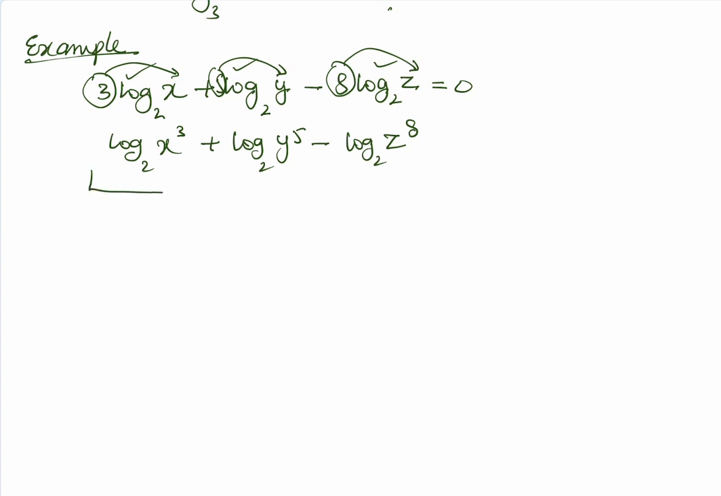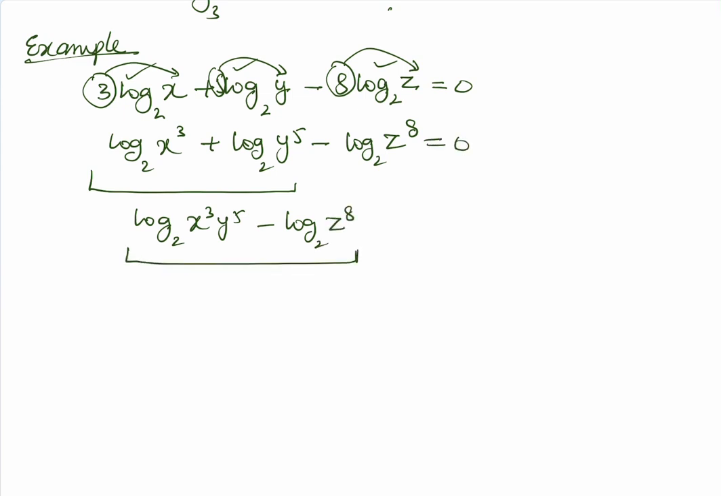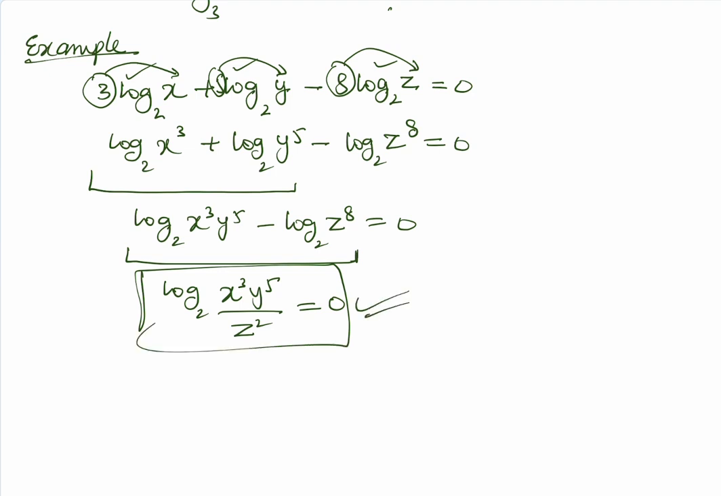Now you see two logs are being added having the same base and without any coefficient. I can write them as log 2 x cube y 5, minus log 2 z power 8. Now you see these two terms, because these are subtracting, I can write them as a division. Log 2 of x cube y 5 divided by z 8 is equal to 0. That's your answer. So this was just simplification of it, and this is fine.